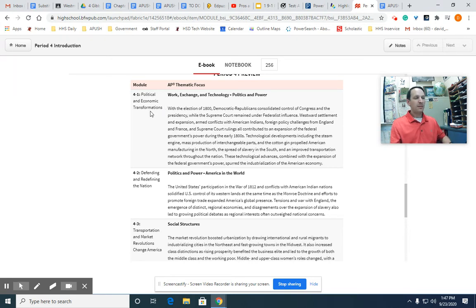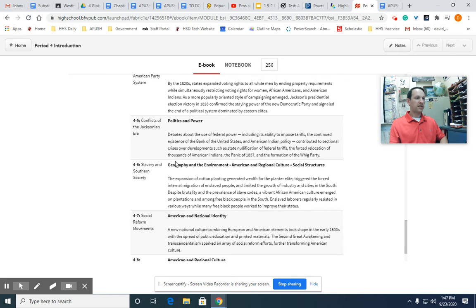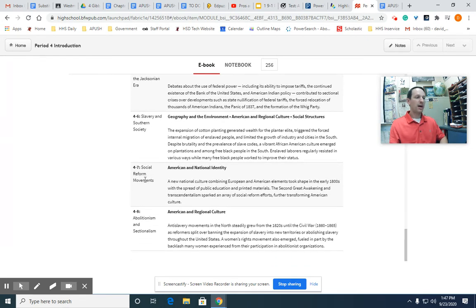So we come into 1800 as a country that's been through a lot, but still has a long way to go. And by 1848, we are a power that stretches all the way to the Pacific Ocean. What happens during that time period is what we're going to be discussing. Page 256 just gives you an overview of what we'll be talking about.